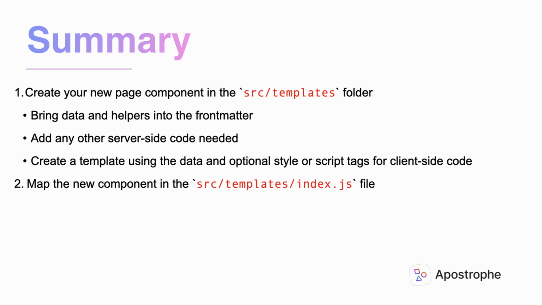Then back over on the front end in the Astro side, you're going to want to go into the source templates. You're going to want to create a new component for your newly added page. Within that component, you're going to want to pull in any helpers you need, like Apos area. You're also going to want to pull in all the data that you need within the front matter. Then you're going to want to add, at minimum, your template, and potentially also a style block and script block if you need any client-side JavaScript for that page. And finally, you need to map your new component, that way Astro knows when to serve that template. So you need to map that in the source templates index.js file.